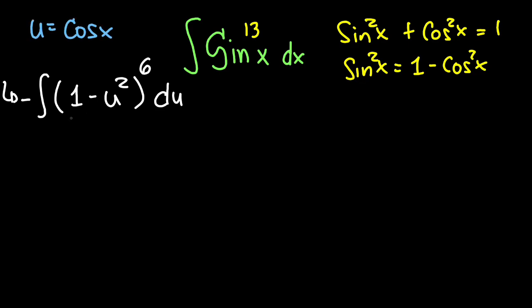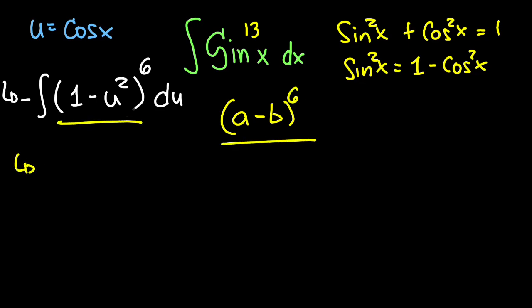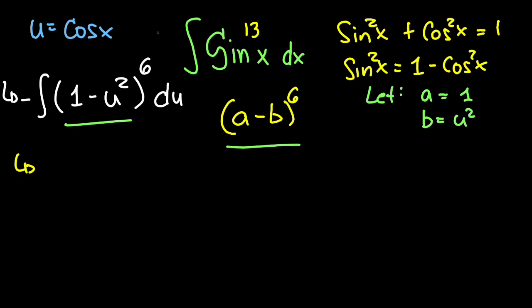And the next step would be to expand this expression now that it is much more simplified. The formula for this, the expansion of a minus b to the power of 6, which represents this one as 1 is a and b is u squared. This is according to the formula.